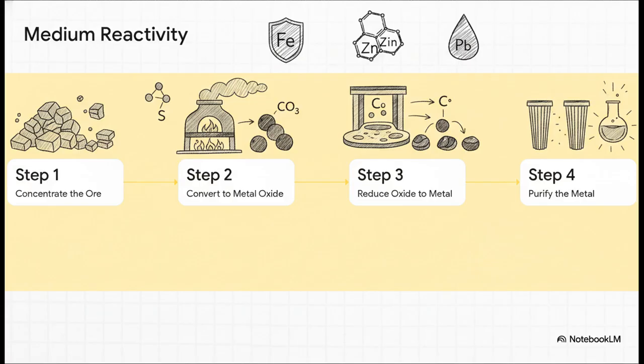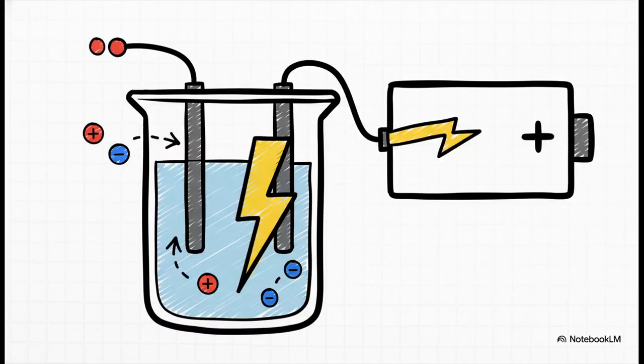Then we use something more reactive, like carbon, to come in and basically steal the oxygen away, leaving us with the pure metal. And finally, at the very top of the series, we have the super reactive metals, like sodium and potassium. They are so reactive, they form these incredibly strong bonds that even carbon can't break. For these guys, we have to bring out the big guns, electrolysis. That's where we use a powerful electric current to literally force the electrons back onto the metal ions, turning them back into pure, shiny metal atoms.